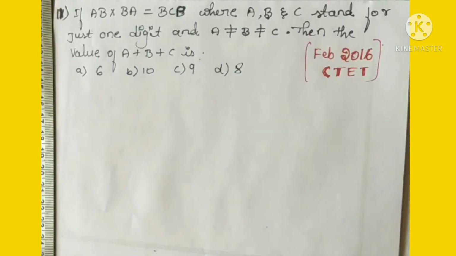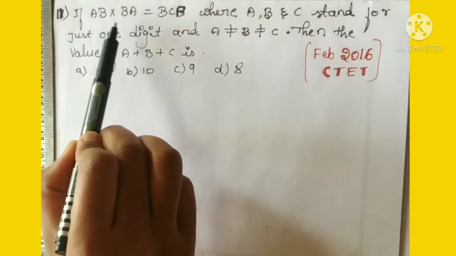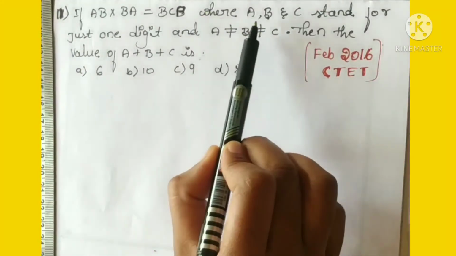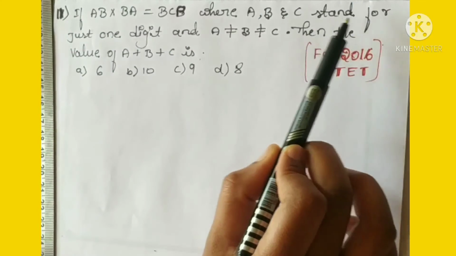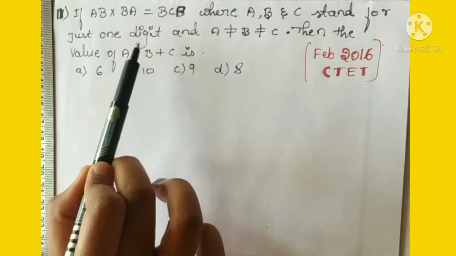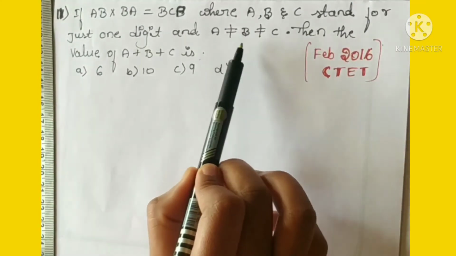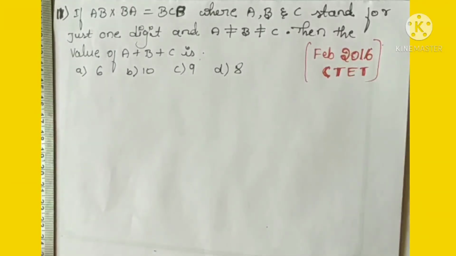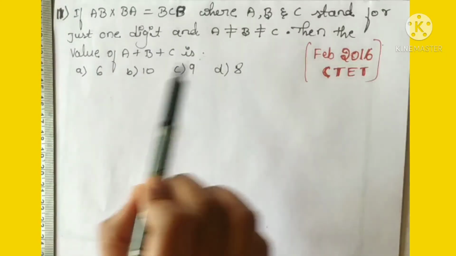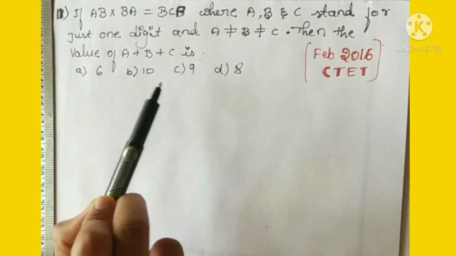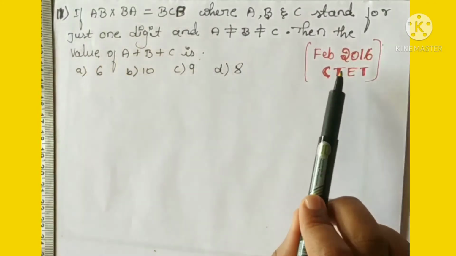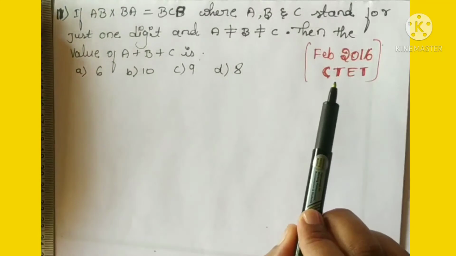Question number 11. If AB into BA is equal to BCB, where A, B and C stand for just one digit, and A is not equal to B and B is not equal to C, then the value of A plus B plus C is, and they given the options like this: 6, 10, 9 and 8. This question is asked in the year 2016 CTET February.